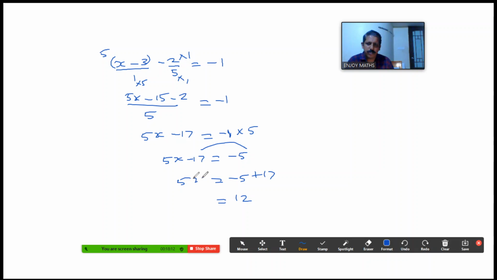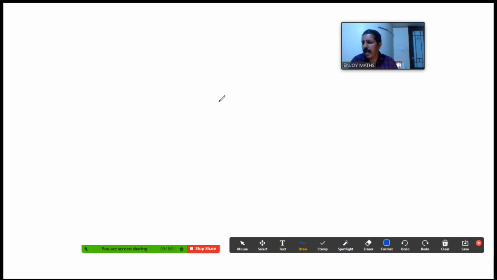Now this becomes 5x, so x is equal to 12 by 5 because x is multiplication, so it comes out. This is the answer, okay. That's how the calculation is done. So you need to practice this one; the more you practice, the more confident you become. And I can give a little more tough or a little more confusing one, okay.